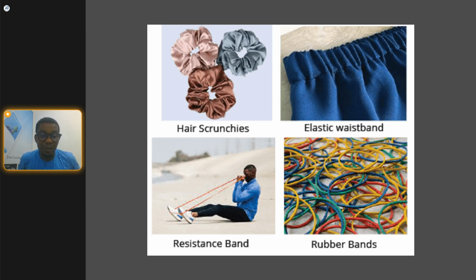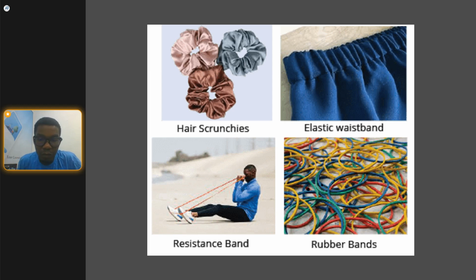Okay, and when you are out of the trouser, like you are not putting it on, it comes back to its normal position as if it's small. But when you put it on, it's still going to size you because it's going to stretch. Okay, it's going to stretch. It has a property of what? Elasticity. Then we have the resistance band.